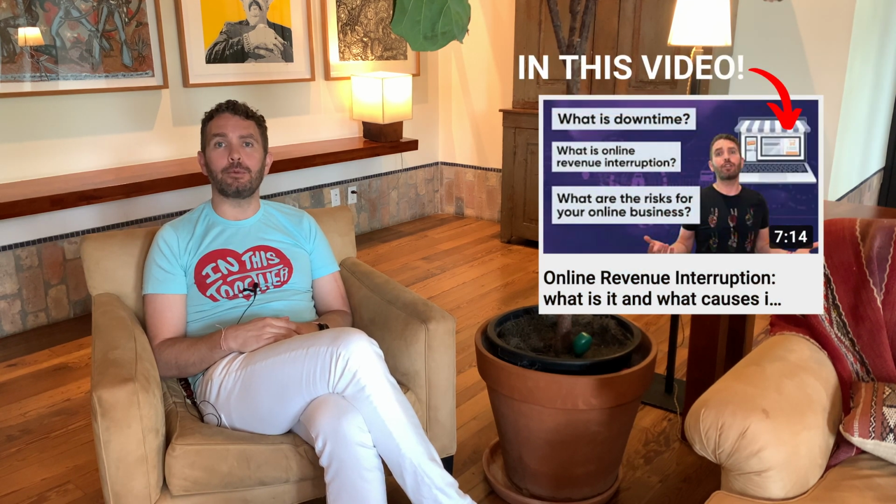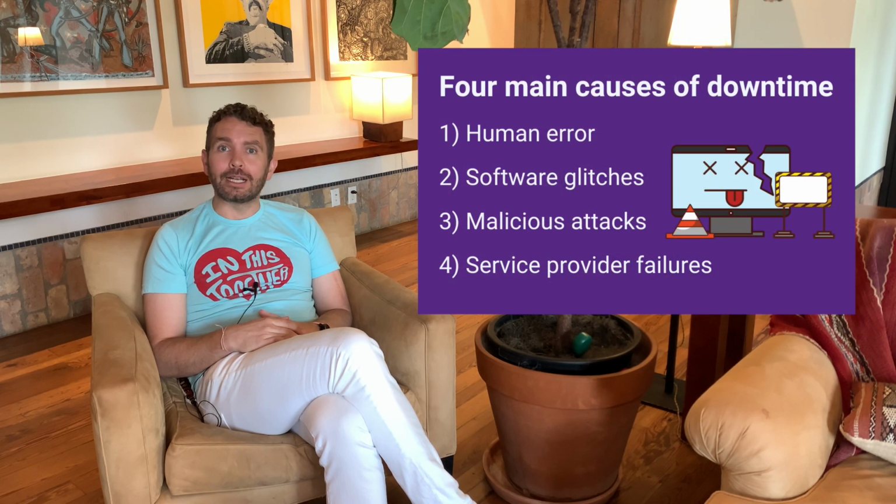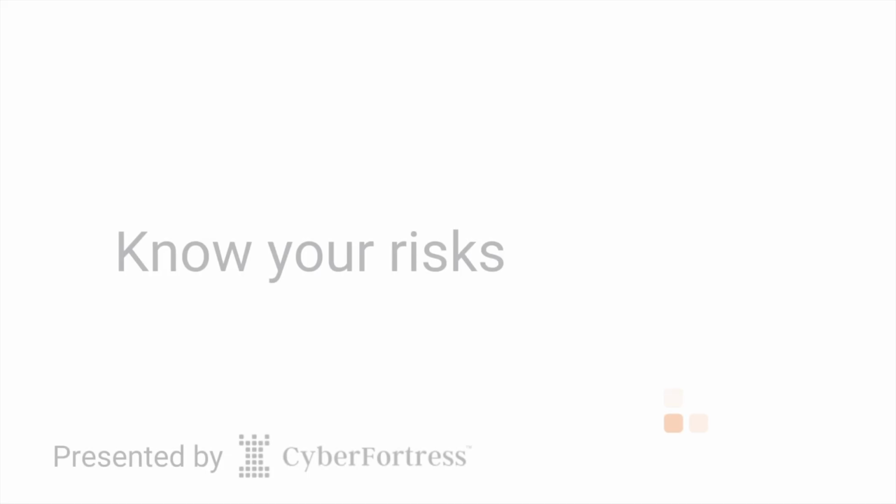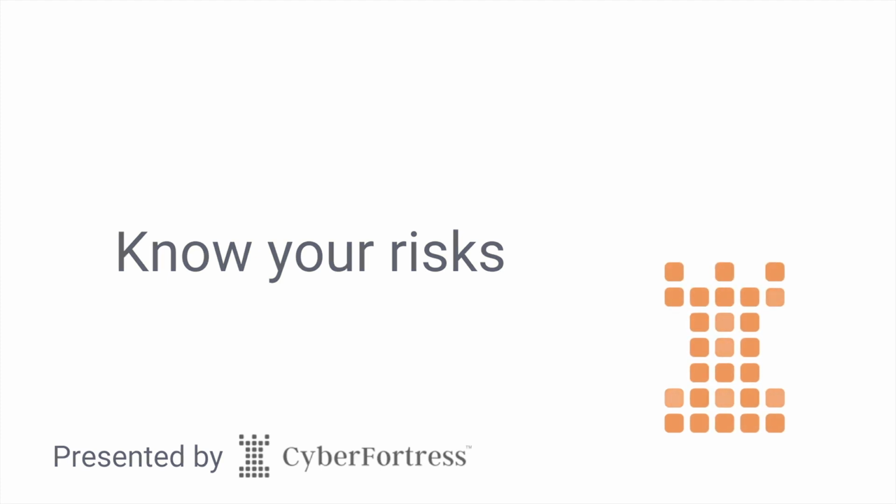Now you recall last time we talked about some of the four big areas that typically cause downtime. So that's human error, software glitches, malicious attacks, and service provider failures. In terms of looking at ways of how you minimize downtime, the first step with anything is know the risk. So let's start there, knowing the risk here and what does that look like. So we already talked about some of the key causes of downtime.